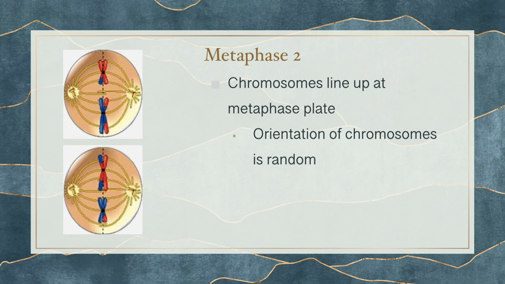Metaphase 2. The next step in meiosis is metaphase 2. In this phase, the individual chromosomes line up at the metaphase plate. Spindle fibers from the centrioles attach to every individual chromatid. Like metaphase 1, the orientation of individual chromosomes is random, meaning that any individual chromatid could go to either side of the cell.